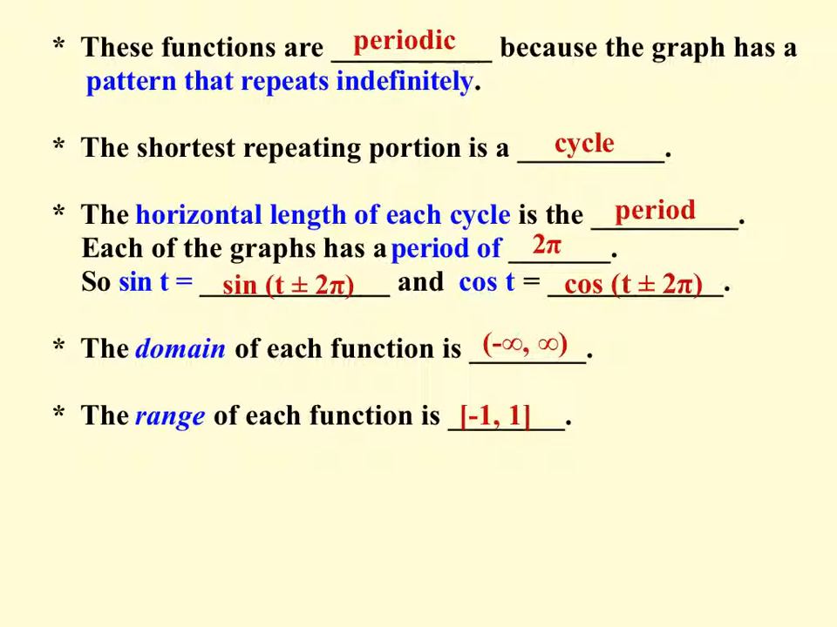The sine curve and the cosine curve each have a period of 2 pi, and so we would say the sine of rotation t is the same as sine of t plus or minus 2 pi, and likewise cosine t plus or minus 2 pi. The domain of each function, of course, is all real numbers. The range, the high points and the low points of those waves, is from -1 up to +1.